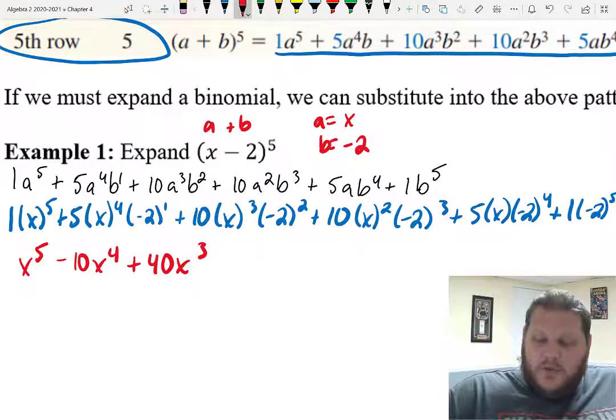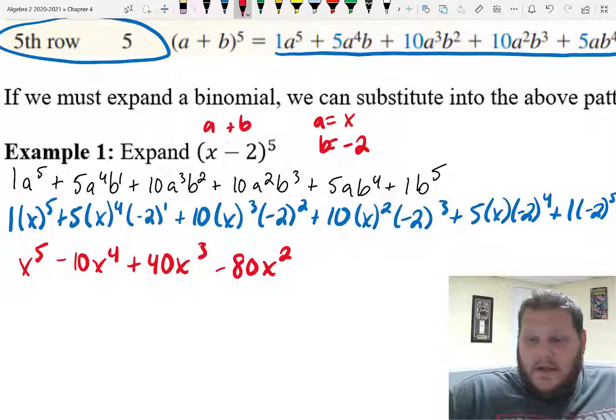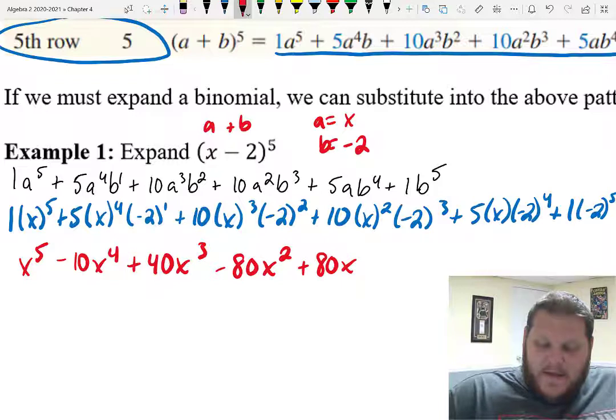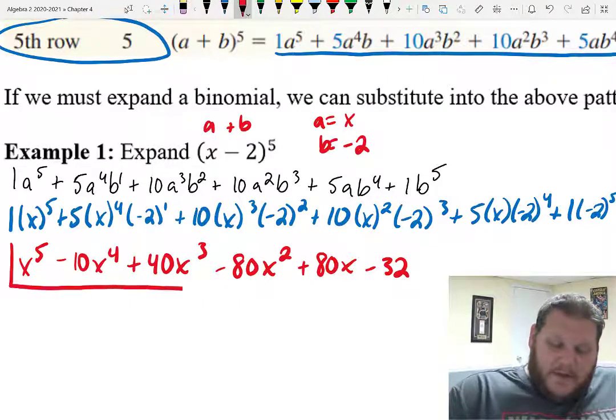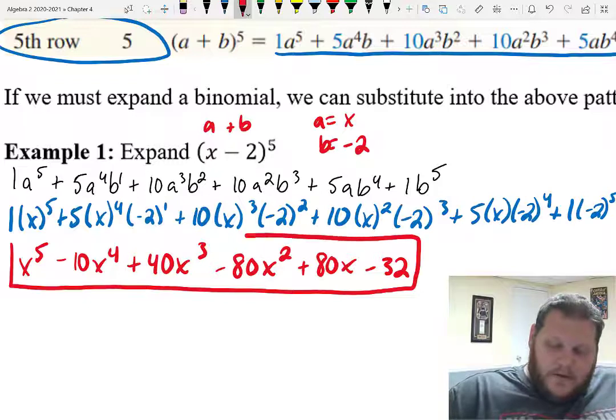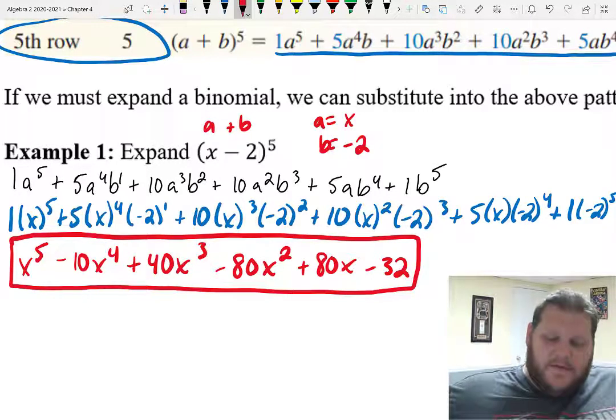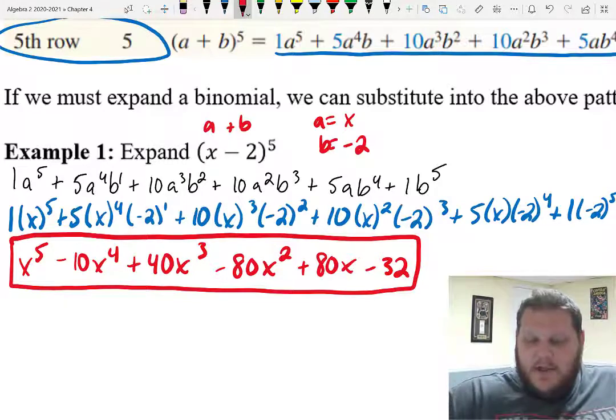Negative 2 cubed, so negative 2 to the 3rd power is a negative 8, times 10 is a negative 80x squared. Negative 2 to the 4th power is a positive 16. 16 times 5 gives me another 80, but here it's going to be a positive 80, and that's just x. And then negative 2 to the 5th power is a negative 32. So we have that final expansion right there: x to the 5th minus 10x to the 4th plus 40x cubed minus 80x squared plus 80x minus 32.